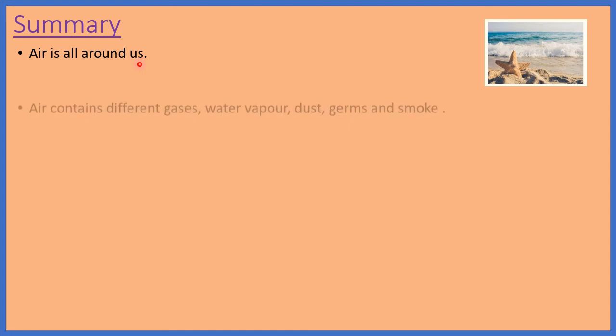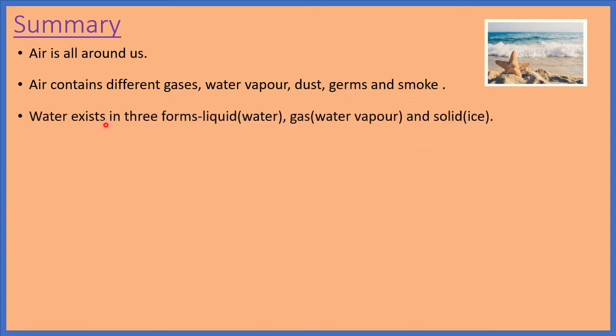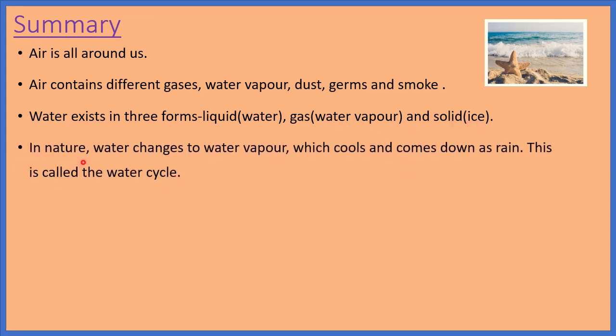Let's summarize what we have learnt in this chapter. Air is all around us. Air contains different gases, water vapor, dust, germs, and smoke. Water exists in three forms: liquid, water; gas, water vapor; and solid, ice. In nature, water changes to water vapor, which cools and comes down as rain. This is called the water cycle.